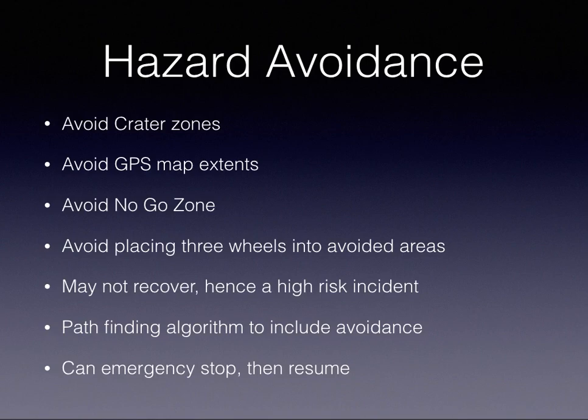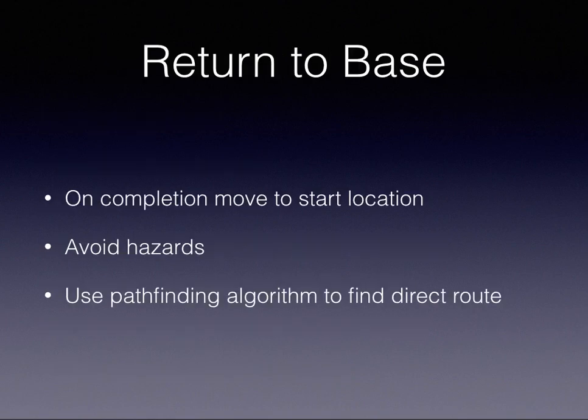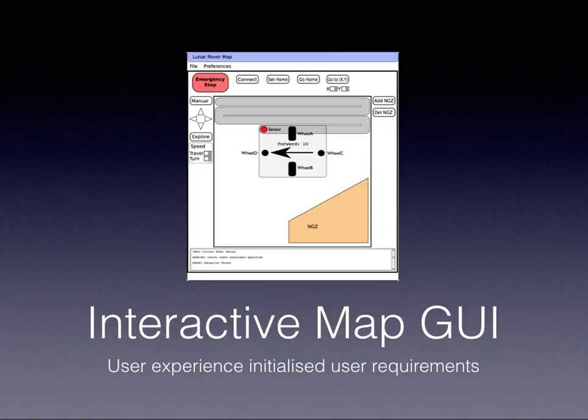So return to base is the final feature. On completion of the mission, once all the areas that are visitable are visited, it will return to the start and avoid hazards. So we can see that on the user interface up here. If we come down to here and we've finished exploring, then the sensor would move back to the initial start position, avoiding any hazards along the way that it's already previously discovered in its map.